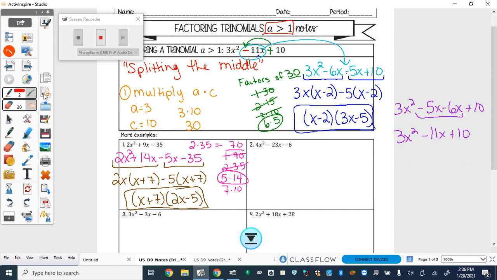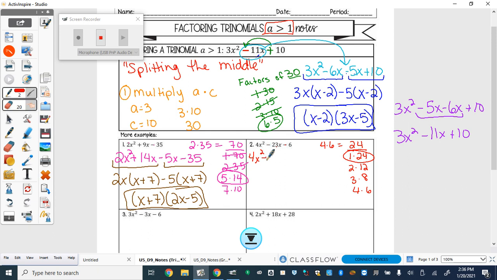Okay, let's try number 2. So again, we're going to start with 4 times 6 gives me 24. So my factors of 24, and it may still take you a little bit more time to find your factors, but that is okay. So factors of 24 that will subtract to give me a negative 23. There's really only one option there. That's going to be my 1 times 24.